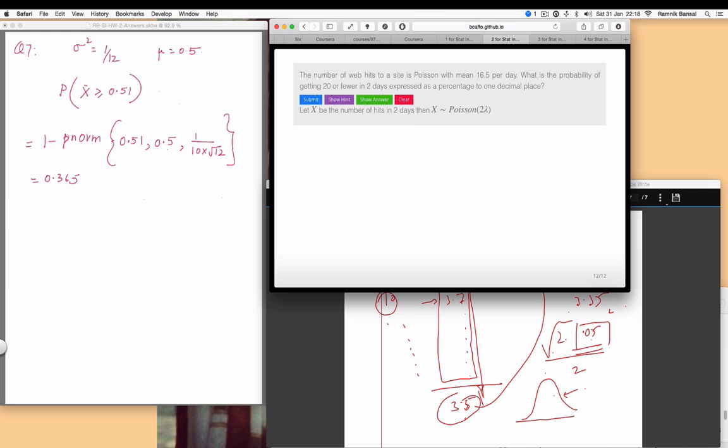Let's look at the last question. Okay, now this is also an interesting question. The number of web hits to a site is Poisson with a mean of 16.5 per day. What is the probability of getting 20 or fewer in 2 days, expressed as a percentage to one decimal place?